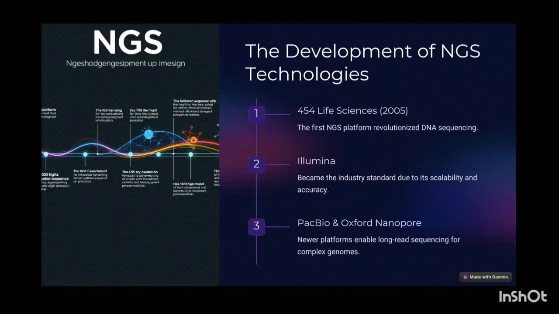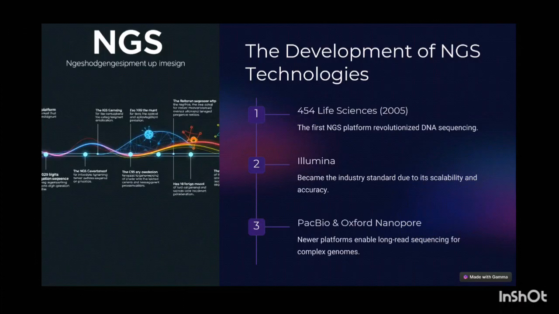Shortly after, Illumina introduced sequencing by synthesis. It is a platform which became the industry standard due to its scalability, accuracy, and high throughput. Illumina technology made it possible to sequence an entire human genome in just a few days, at a fraction of the cost of earlier methods.